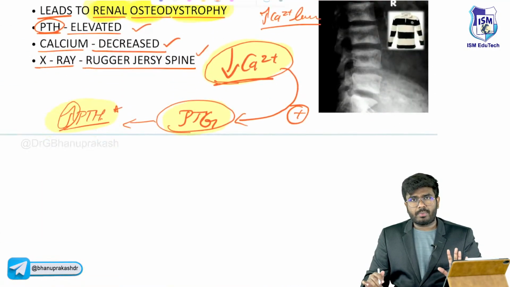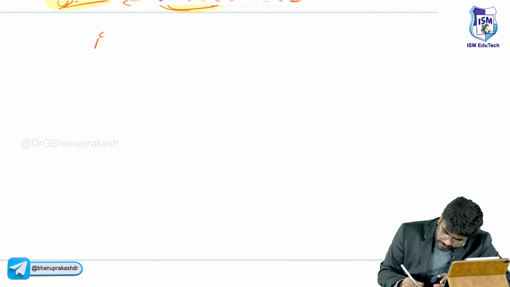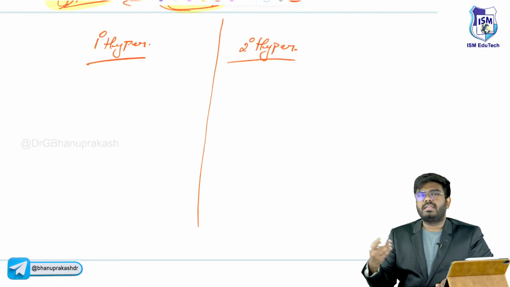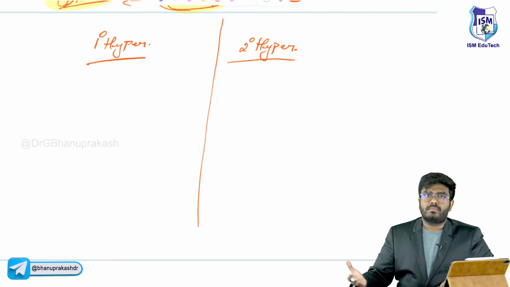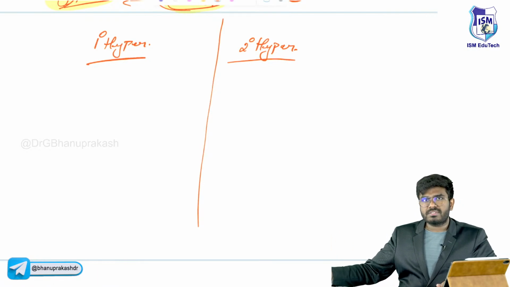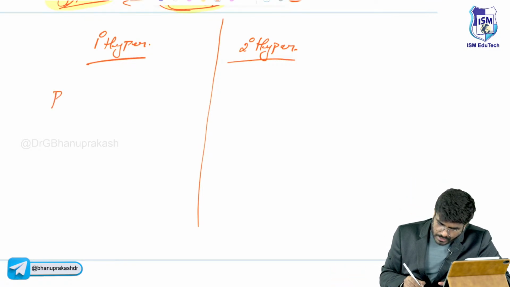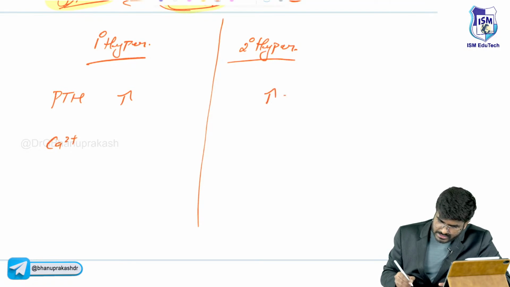So you understood, right? Primary and secondary hyperparathyroidism, how to differentiate? Primary hyper, secondary hyper, what is the difference? In a clinical setup you can understand: a kidney failure patient developing these problems has secondary hyperparathyroidism. But in the labs, parathyroid hormone is elevated in both conditions.